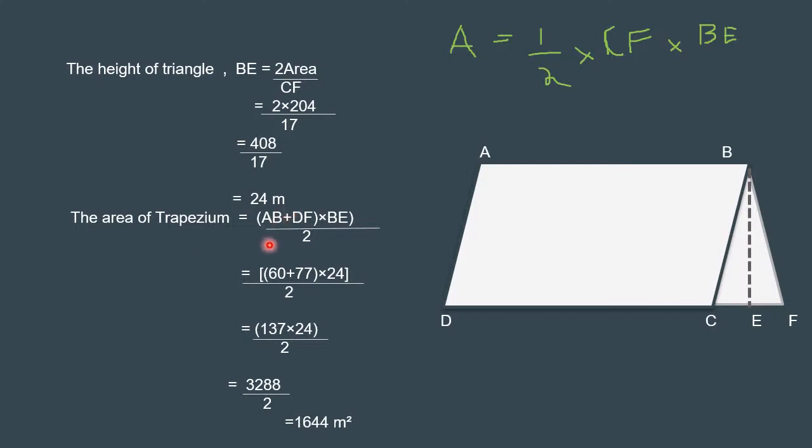Now the area of the trapezium will be half into the sum of parallel sides into height. So half into the sum of parallel sides, which will be 60 and 77, and the height we just now found out to be 24. Now when you solve this, you'll get 60 plus 77 is 137, into 24, which is BE, by 2. So when you multiply 137 and 24, you'll get 3288 by 2, which is 1644 meters square. The area of the trapezium is 1644 meters square.